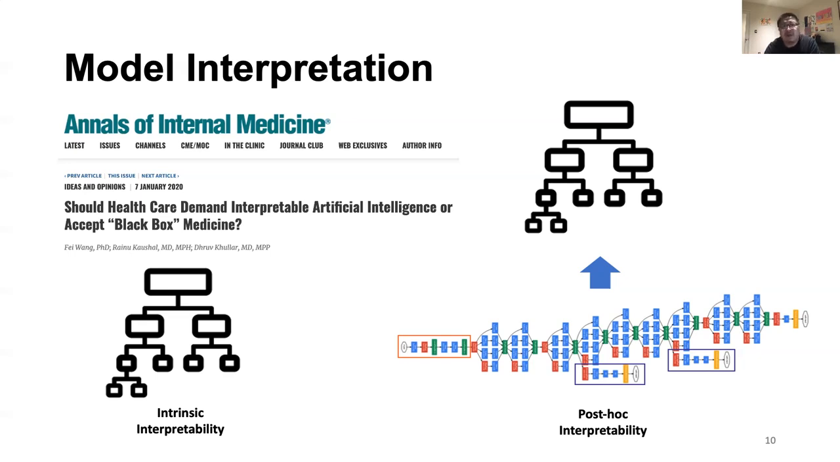And for post hoc interpretability, some studies have found that with the same model, you can derive different interpretations. So how can we handle such interpretation instability, and so on and so forth? There is still a long way to go to really make the model interpretation reliable and generalizable and usable.